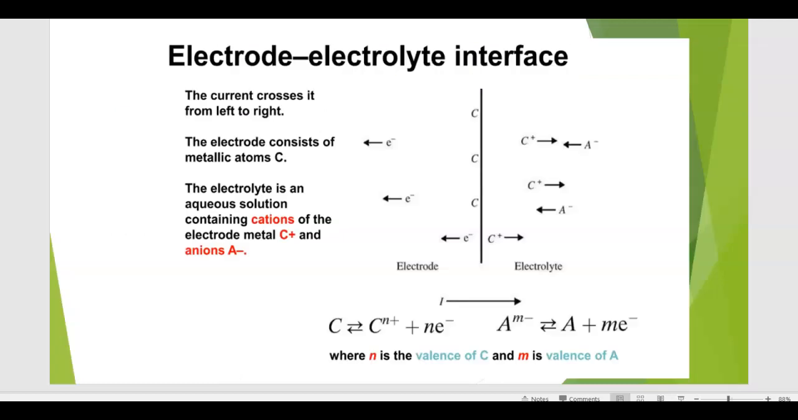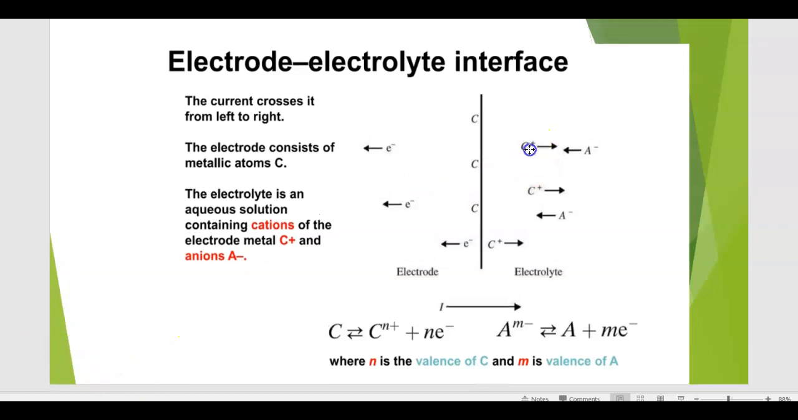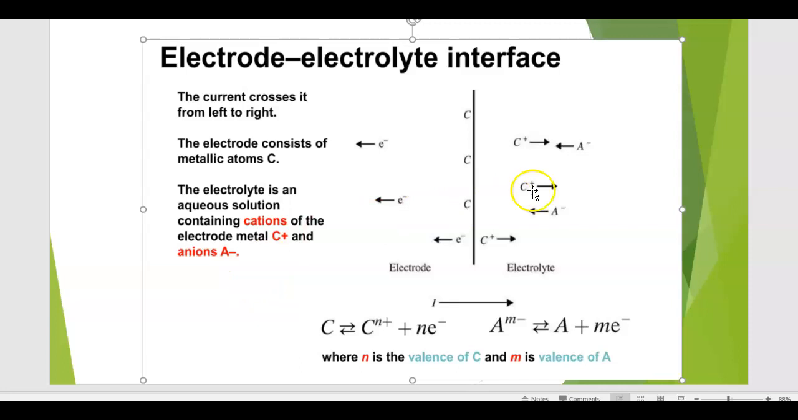This is the electrode-electrolyte interface. The picture depicts current crossing it from left to right. The electrode consists of metallic atoms, that is C. The electrolyte is an aqueous solution consisting of cations of C plus and anions of A minus. This is the electrolyte and this is the electrode. This is the reaction that occurs at the electrode-electrolyte interface.